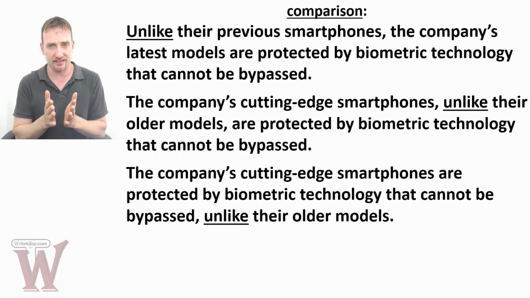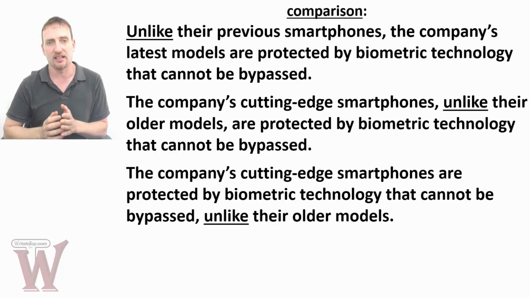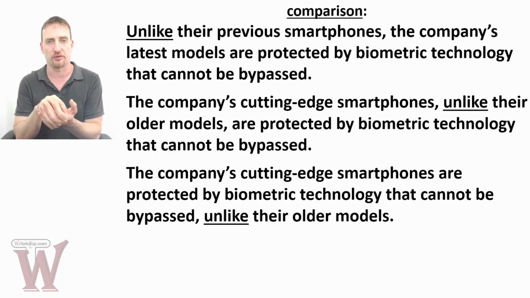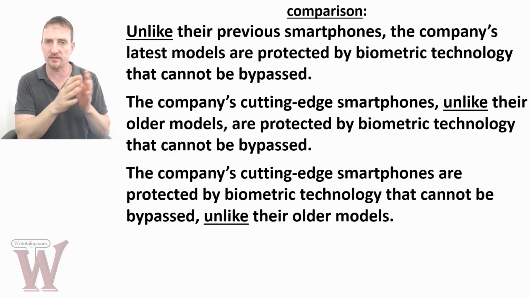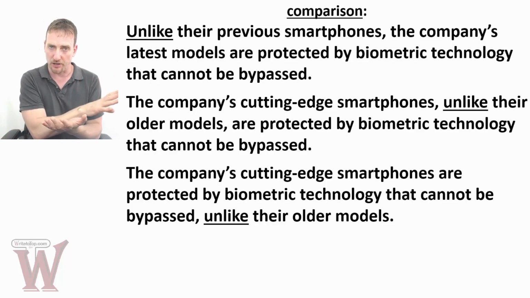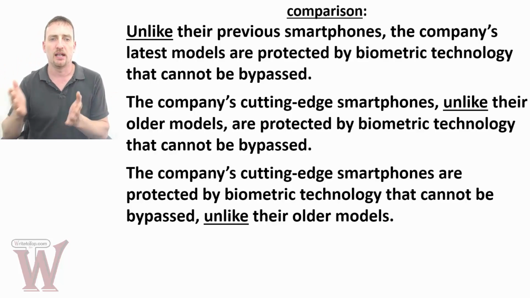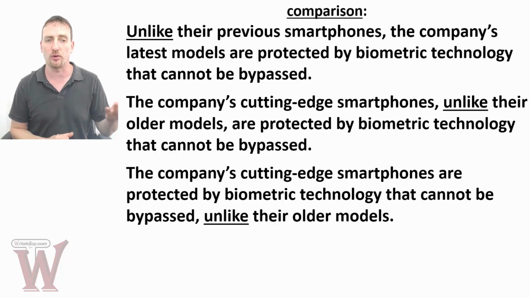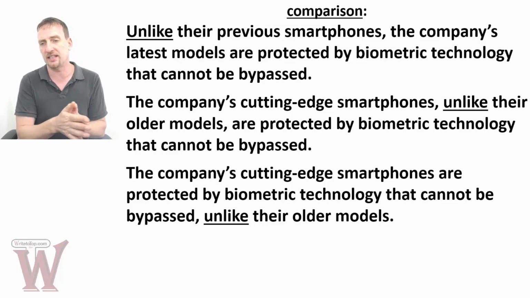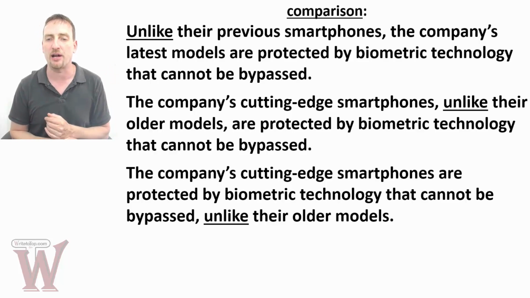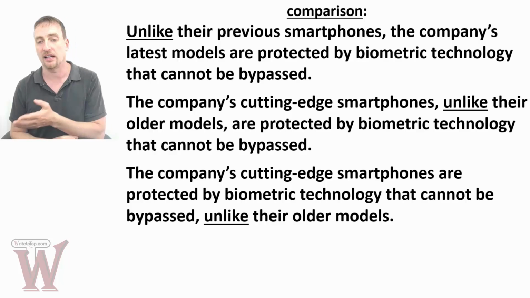Now again, remember, comparison includes looking at the differences of things. Unlike their previous smartphones, the company's latest models are protected by a biometric technology that cannot be bypassed. So we're looking at smartphones. We're comparing smartphones, the new ones and the old ones. Unlike their previous smartphones, the ones they had before, the new ones have biometric technology. The company's cutting-edge smartphones, unlike their older models, are protected by biometric technology that cannot be bypassed. I can put it in the beginning, I can put it in the middle, I can put it in the end. The company's cutting-edge smartphones are protected by biometric technology that cannot be bypassed, unlike their older models.